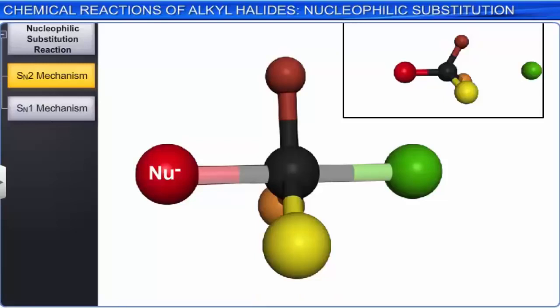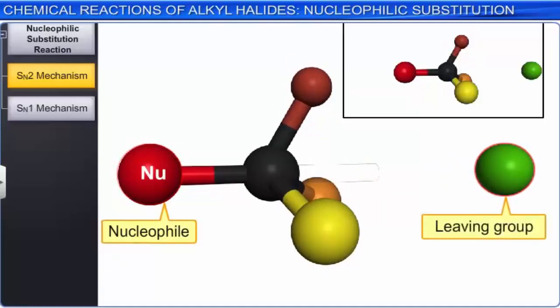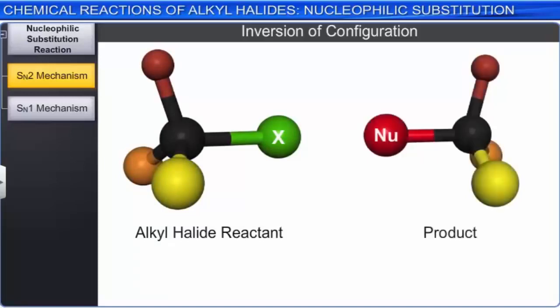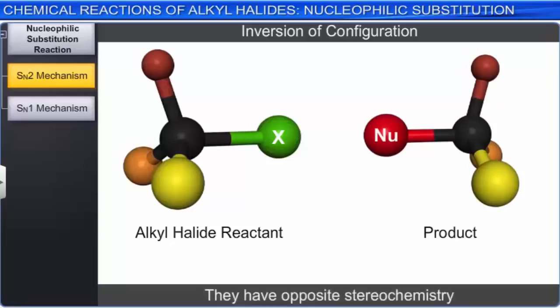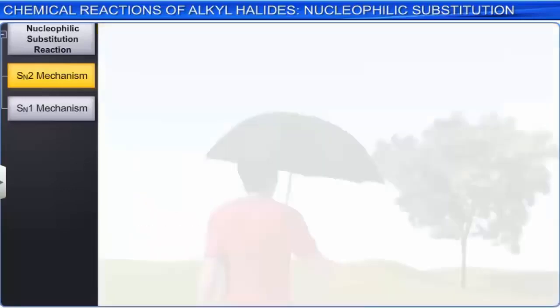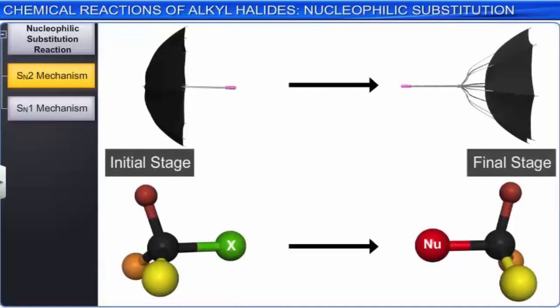As the bond between the nucleophile and the carbon atom forms, the bond between the carbon and the leaving group weakens. The nucleophile essentially pushes the leaving group off the carbon atom. There is only one type of product in an SN2 reaction. If you compare the alkyl halide reactant and the substituted product, you can see that they have opposite stereochemistry. This switch is called an inversion of configuration. Can you imagine an umbrella being pushed inside out by a heavy wind? This is a useful analogy for understanding the SN2 mechanism.